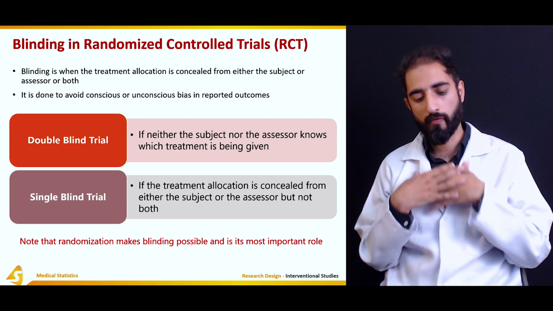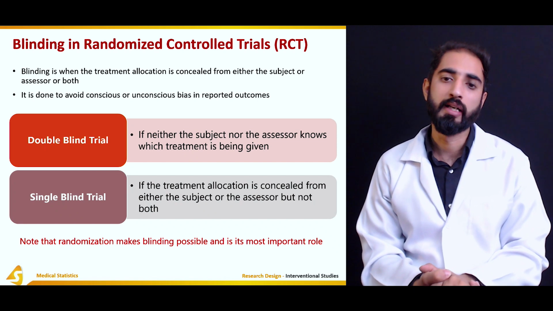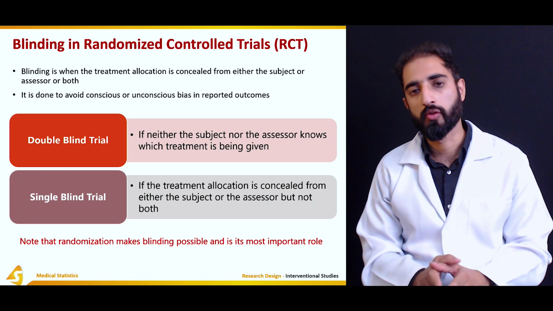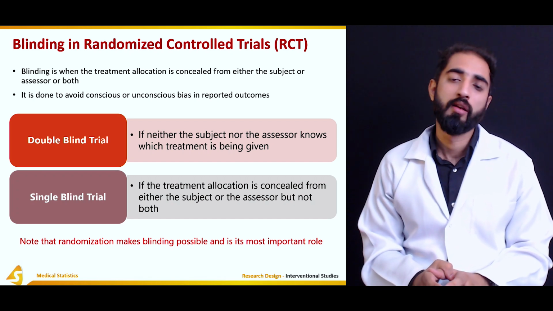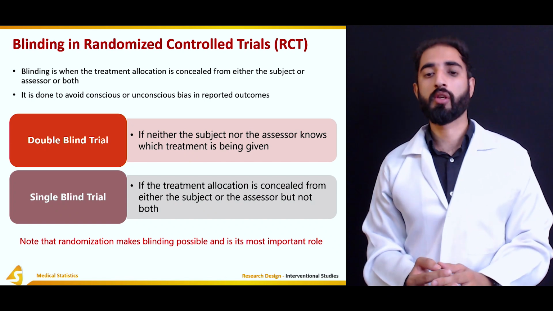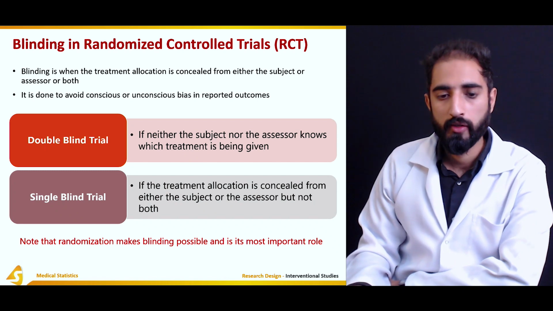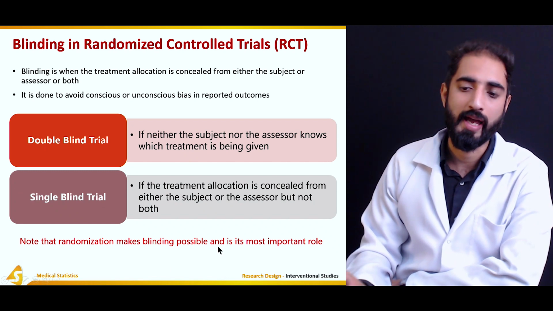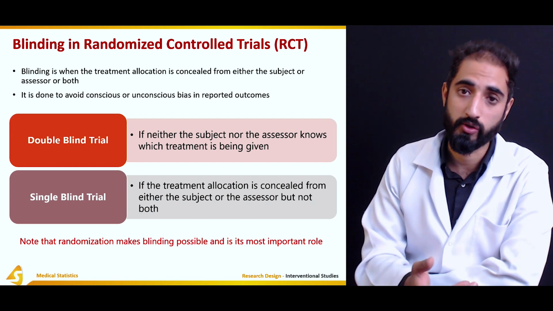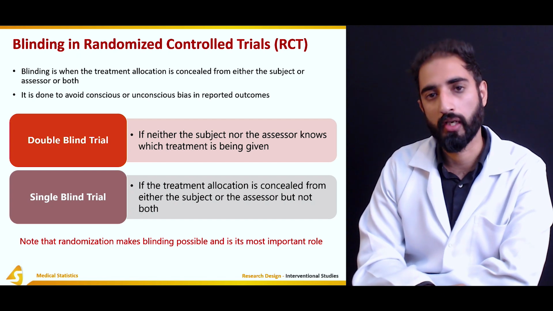So if I have a preference towards one treatment, I cannot be consciously biased towards it because I do not know which participant is in which group. Similarly, a patient cannot consciously or unconsciously be biased towards one group. So randomization makes blinding possible, and that is the most important role of randomization. Randomized controlled trials lead to blinding in clinical trials.